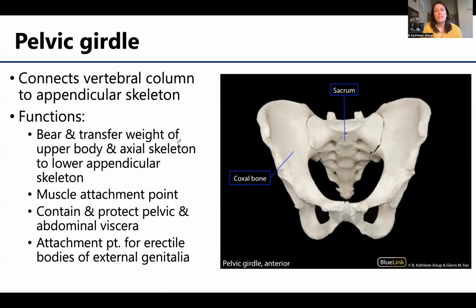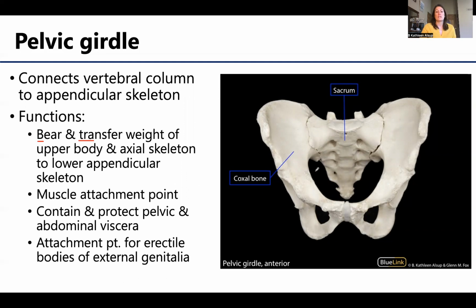And what the pelvic girdle does is a lot. It's a little bit more complex. Where we have a bit more mobility when we're talking about the pectoral girdle, the pelvic girdle is more going to play a role in terms of weight bearing. Specifically, it bears and transfers the weight of both the upper body as well as the rest of the axial skeleton to that lower appendicular skeleton. So it needs to be more stable than what we had with the pectoral girdle. As you might imagine, this is also going to be an area of quite a few muscle attachment sites.